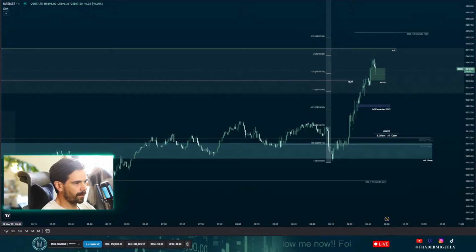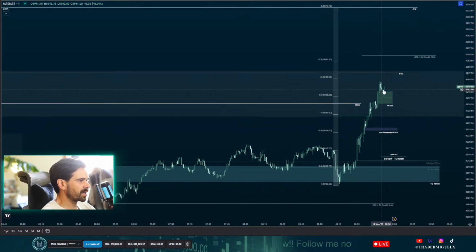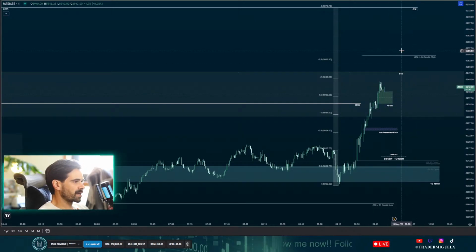And I'm kind of interested to see how we will manage some kind of retrace to the downside, or if we just keep climbing to the upside.